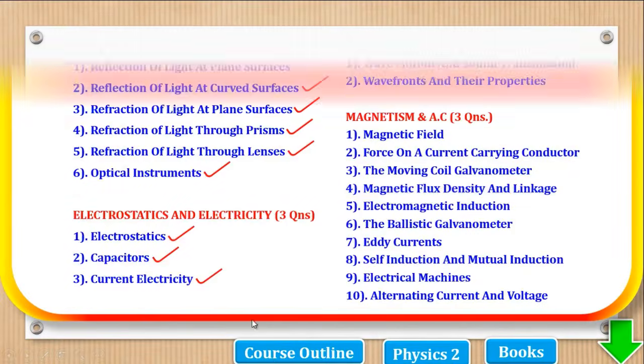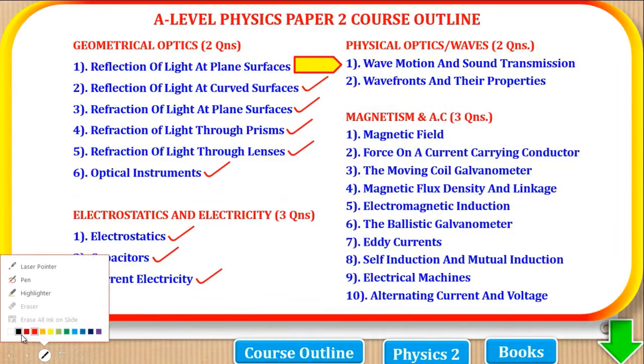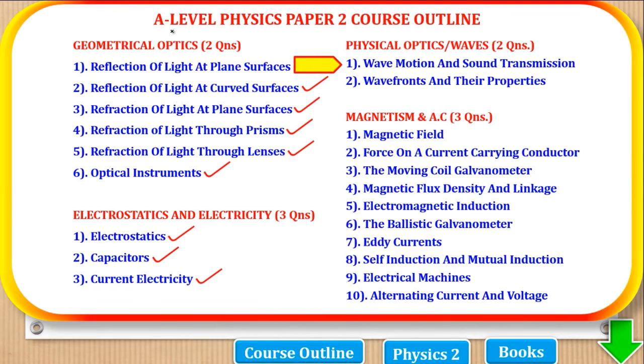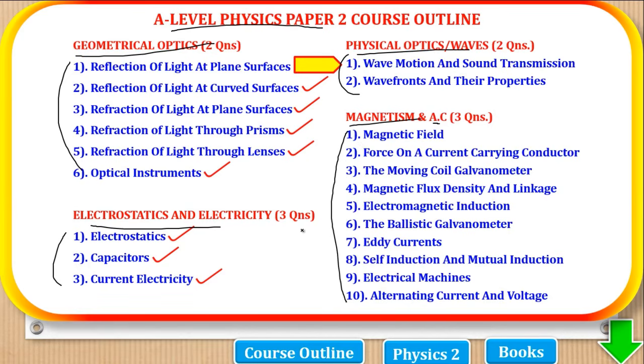Before we proceed, let's first look at the course outline of this paper. Physics Paper 2 is divided into 4 parts. The first part is geometrical optics, where 2 questions come from these topics. The second part is physical optics, where 2 questions come. The third part is electrostatics and electricity, where 3 questions come. And the fourth part is magnetism and AC, where 3 questions come.